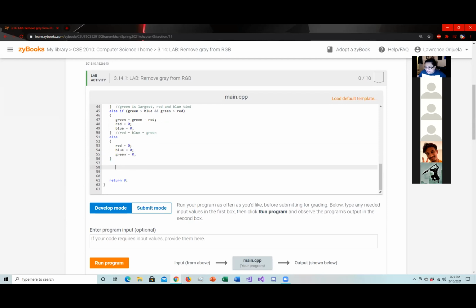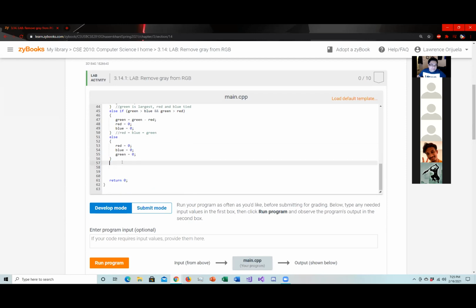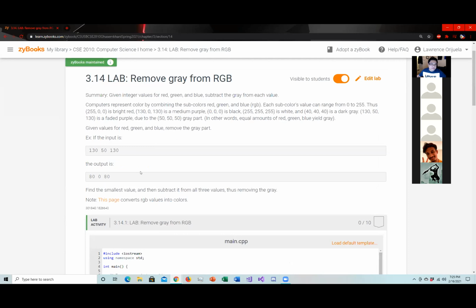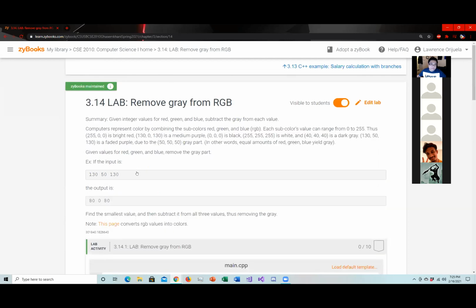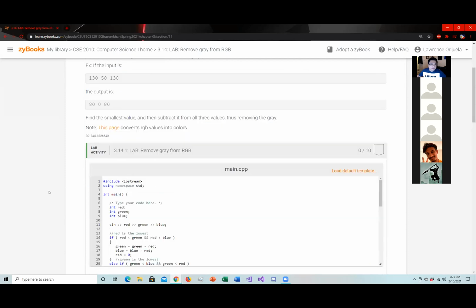I just realized green, blue, and red are such weird words in terms of spelling. Okay, so I feel good about this. The last thing we need to do is output what red, blue, and green are now. So if we entered this, it would output this.